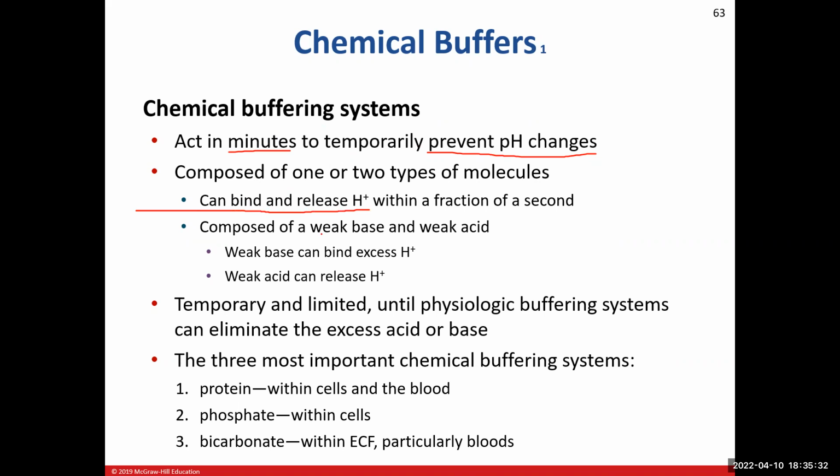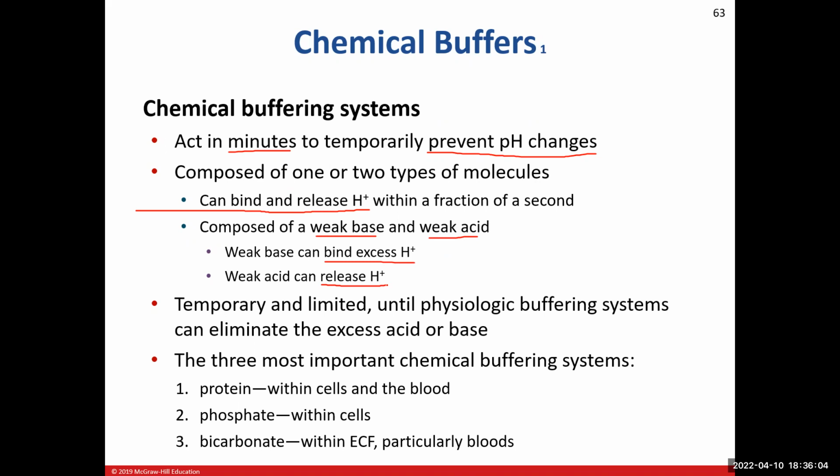So they're going to be predominantly made up of either a weak base or a weak acid. So if you're a weak base, you're like the sponge, you're going to bind or soak up excess hydrogen ions. And if you're a weak acid, you are going to release hydrogen ions. Remember, an acid is a proton donator. A proton is a hydrogen ion. If you are a base, you are a proton acceptor. And that's what we do.